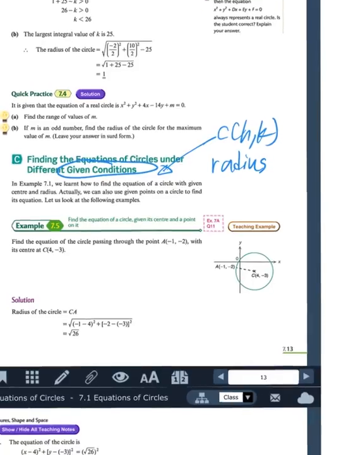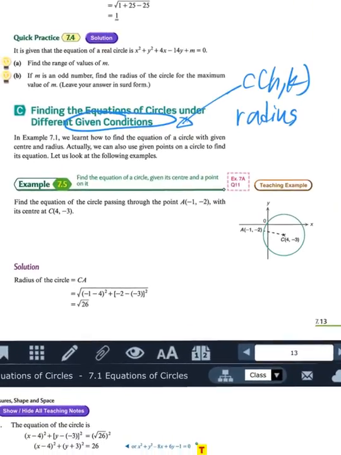Example 7.5 states that the circle passes through the point A (negative 1, negative 2), with the center C (4, negative 3). Then we have the center.